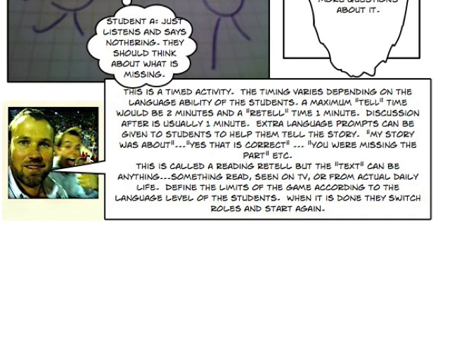Extra language prompts can be given to the students to help them tell the story. My story was about, yes, that is correct, you were missing the part, etc. This is called a reading retell, but the text can be anything. It could be something read, seen on TV, or from actual daily life. The student's weekend, what was the most exciting thing that happened to them last night, etc. Define the limits of the game according to the language level of the students.